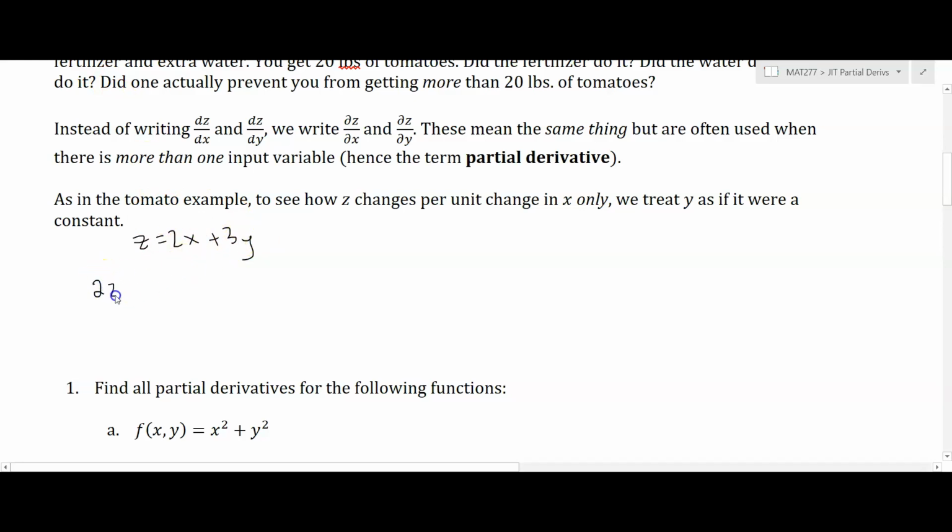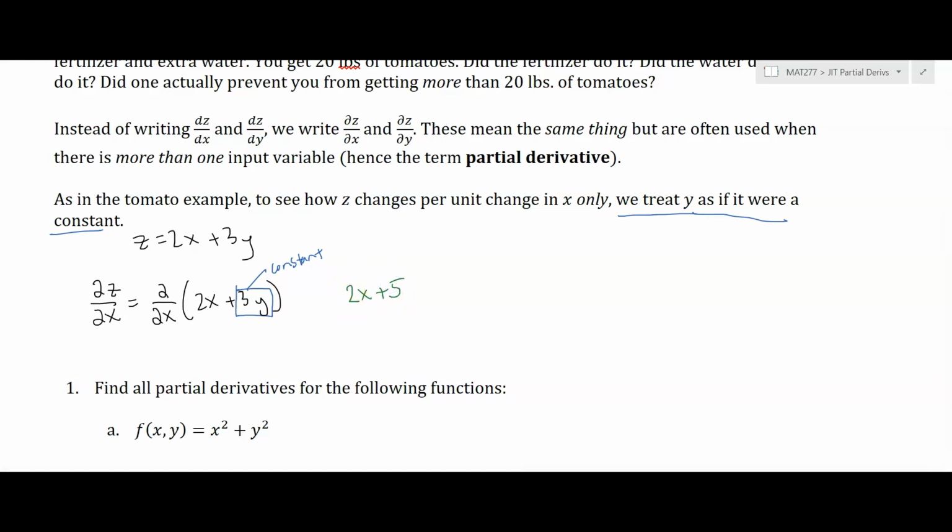So to find dz dx, that means find the derivative with respect to x of 2x plus 3y. We're going to treat y as if it were a constant. So anything that involves a y, like this 3y, is just a constant. Why? Because we are holding y constant. We're not allowing it to vary. So if we take the derivative of each of these two terms, and this whole thing is a constant, this is no different than, for example, taking the derivative of 2x plus 5.